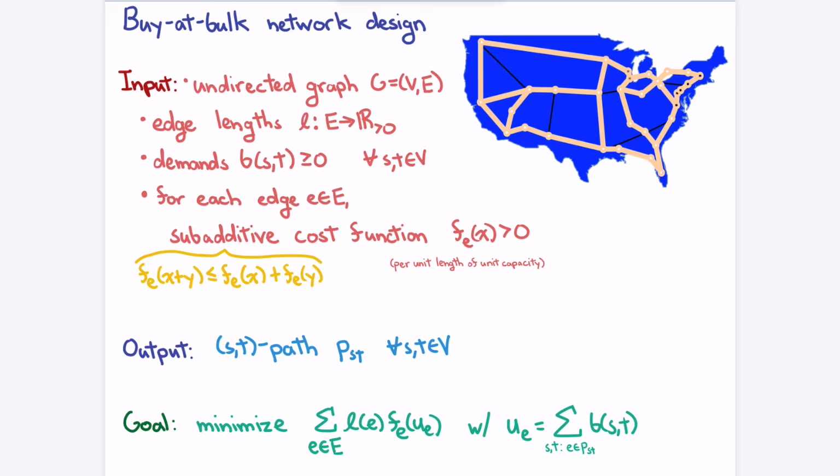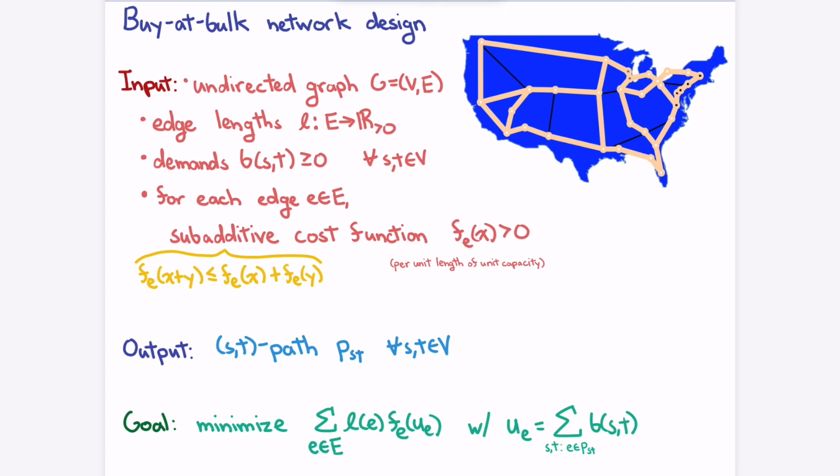Okay. The buy at bulk is coming from, well, maybe if you buy a lot of cable, you get a discount for buying more or something like this. So we can make it a little bit more general than just a linear function and allow for a subadditive cost function. So something that's kind of concave and it's kind of sloping. Okay, so it's a little bit more flexible.